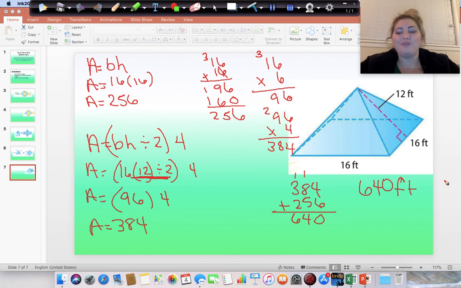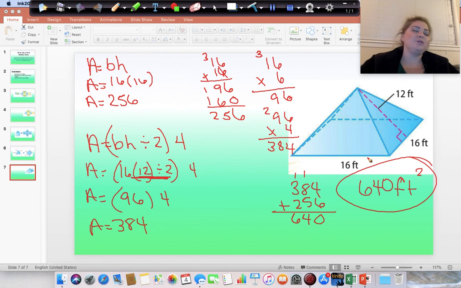Okay, so 640 feet squared. Remember, it is squared because although this is a three-dimensional figure, we are finding the surface area, and area is squared. Okay.